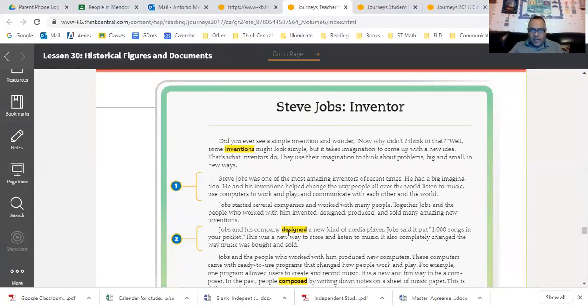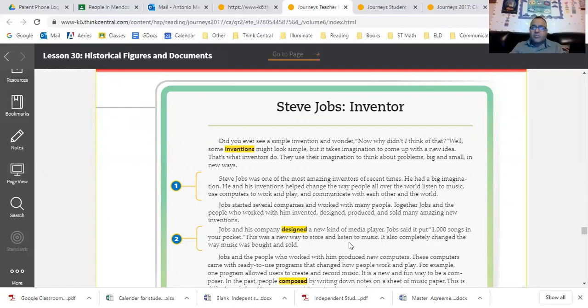Jobs and his company designed a new kind of media player. You know, we have phones right now that have all of our music on. Well, back then, a long time ago, we didn't have anything like that. But he invented a media player, something you can play and carry all over the place. Jobs said it put 1,000 songs in your pocket. This was a new way to store and listen to music. It also completely changed the way music was bought and sold.